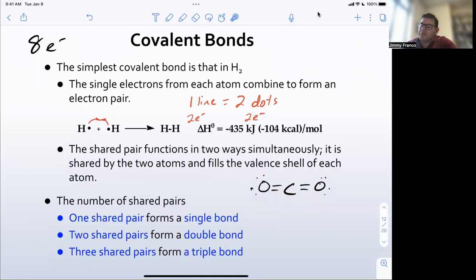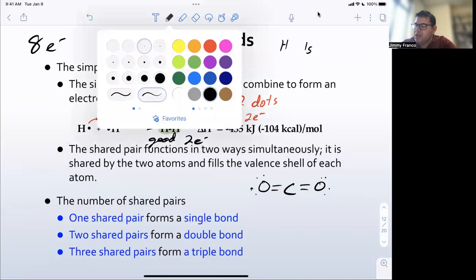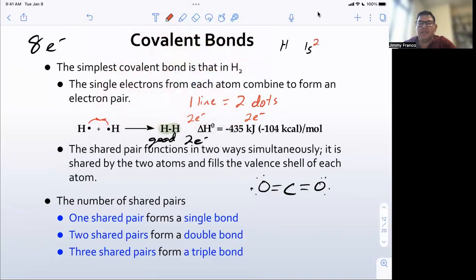The one exception that we'll use a ton in this class is hydrogen, which is good with just 2 electrons. The reason is that hydrogen only has the one s orbital, and since it only has that one s orbital, the total number of electrons it can take is 2. So that's why hydrogen is fine with 2 electrons.